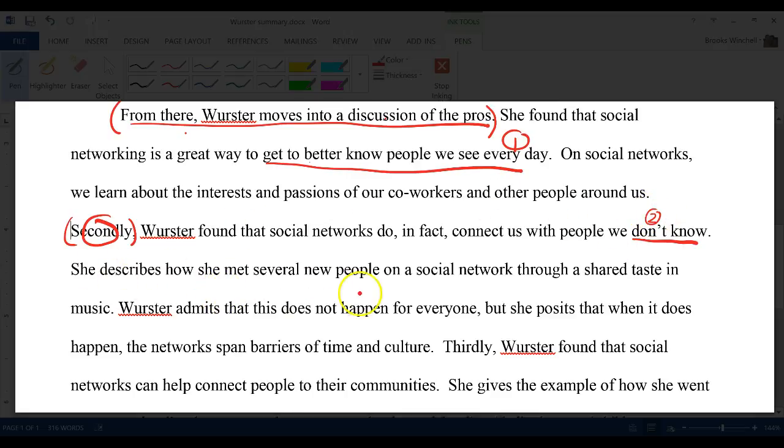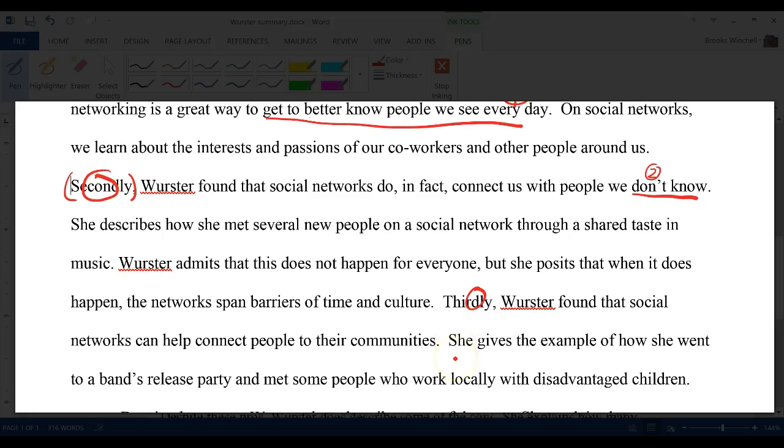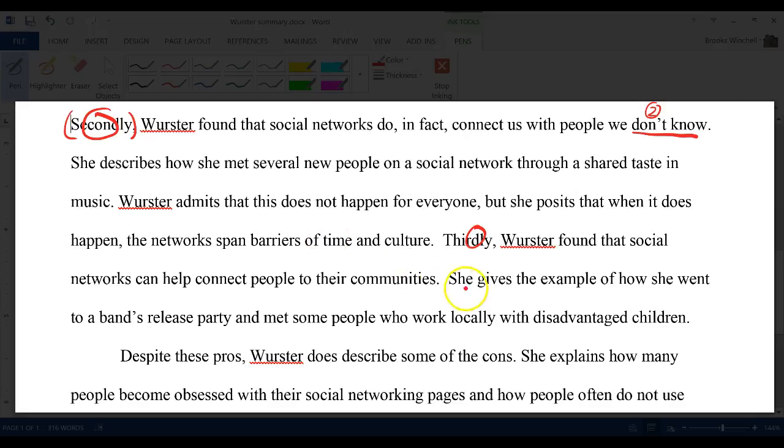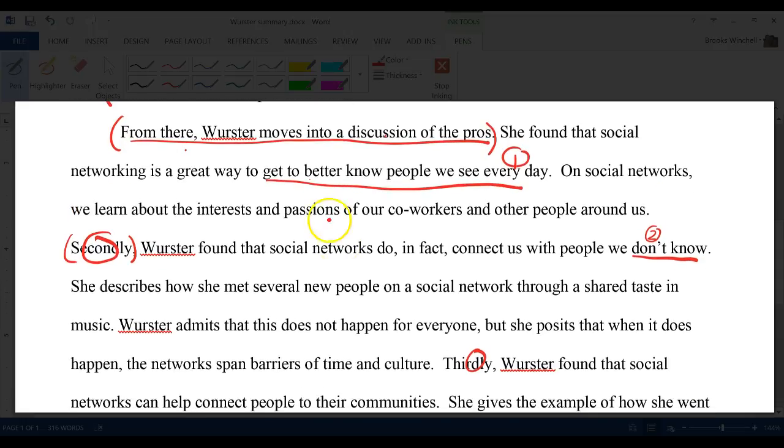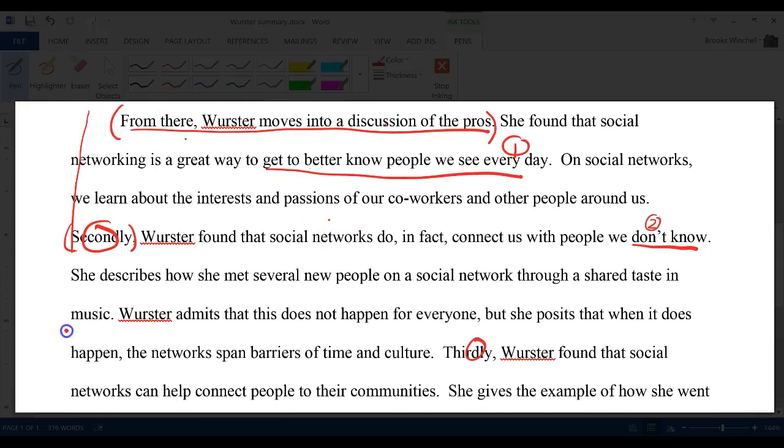She describes how she met several new people on a social network through a shared taste in music. Worster admits that this does not happen for everyone, but she posits that when it does happen, the networks span barriers of time and culture. Thirdly, Worster found that social networks can help connect people to their communities. She gives the example of how she went to a band's release party and met some people who work locally with disadvantaged children. So in this one paragraph, she is covering all of the pros. So that's pretty good compression. She takes about, I would say, three big paragraphs and puts them well into her own words. And she gives a little bit of detail about each of the points that Worster makes in there.